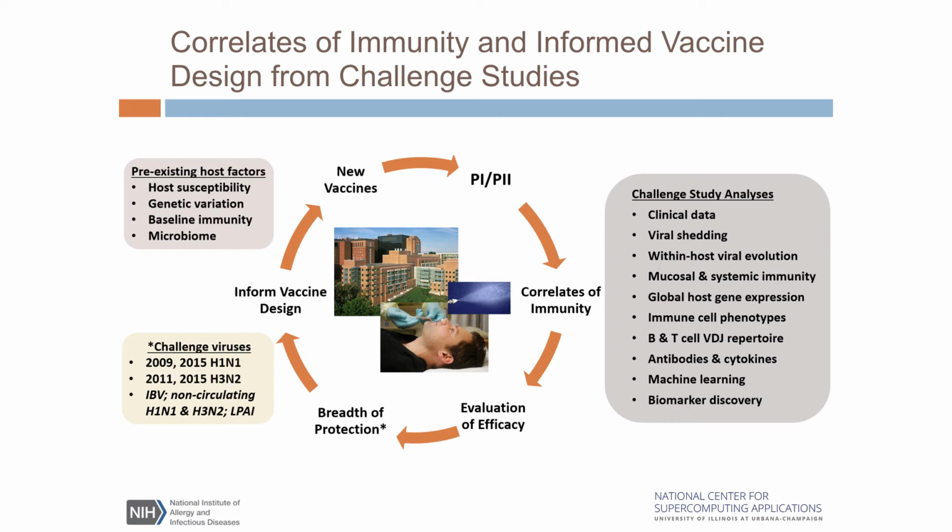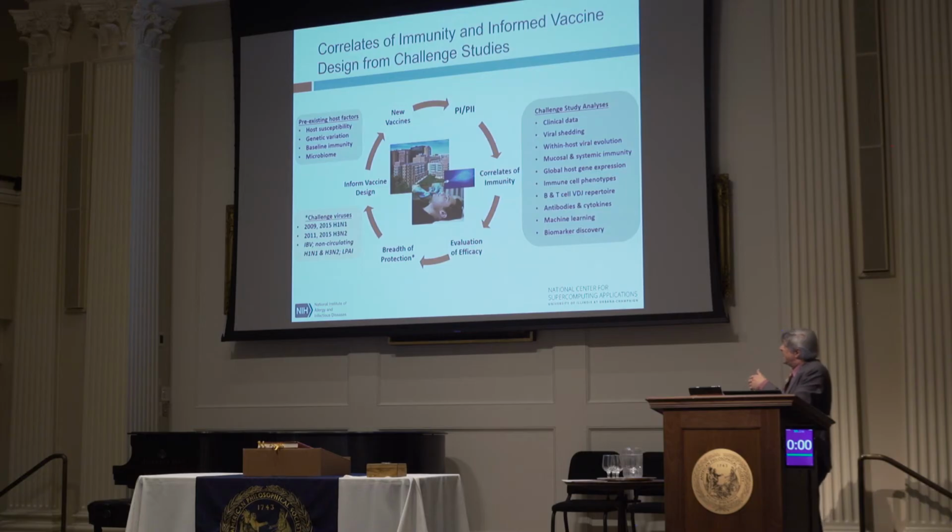And then we can use the information from the challenge study to iteratively evaluate new vaccine candidates. So ours, Peter's, anyone's. You could imagine that as new vaccines come on board, you can do studies in these challenge studies efficiently, look at the correlates of immunity, every kind of test you can think of, see how well it protects, see how well the breadth of protection is from different strains of influenza, and then use that information iteratively to inform design to help make new vaccines.